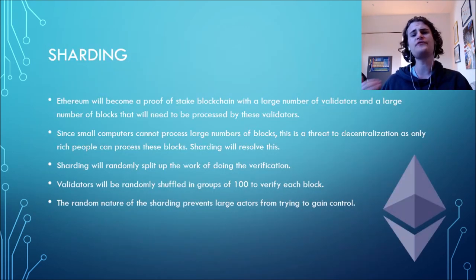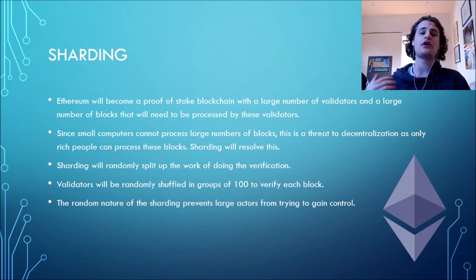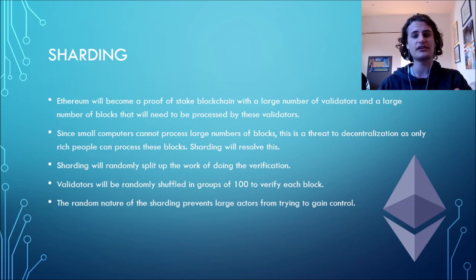Right, so proof of stake is the first big part of the Ethereum 2.0 upgrade. However, the next big part of the upgrade is called sharding. Briefly, I'm going to tell you why sharding is actually needed. Ethereum will become a proof-of-stake blockchain with a large number of validators and a large number of blocks that will need to be processed by these validators.